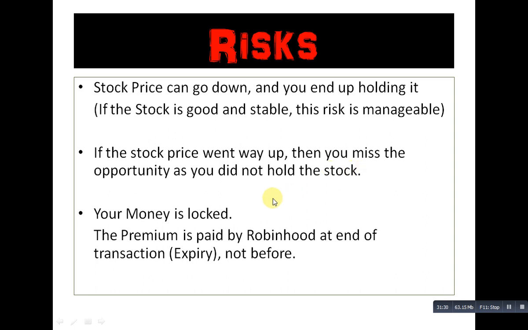Now, the third point is basically your money is locked for this 1 month or till the expiry date. That means the premium of $50 in our example is paid by Robinhood at the end of the transaction, at the end of the expiry date, which is 1 month and not before. You will not get that $50 as soon as you create this contract, right? So that is something which you need to be aware of.